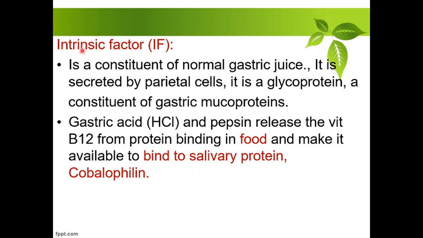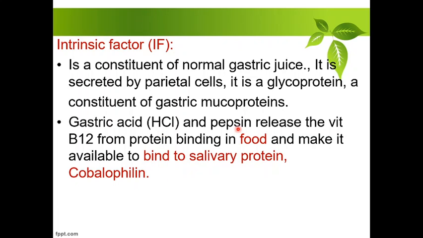Now we'll see intrinsic factor, where it is present. Let's look at the description of each one, what they are. It is a constituent of normal gastric juice. It is secreted by the parietal cells. It is a glycoprotein and a constituent of gastric mucoprotein. Gastric acid HCl and pepsin release the vitamin B12 from protein binding in food. The HCl which is present in the gastric acid, and pepsin, two things, release the vitamin B12 which is in food and make it available to bind the salivary protein cobalamin.